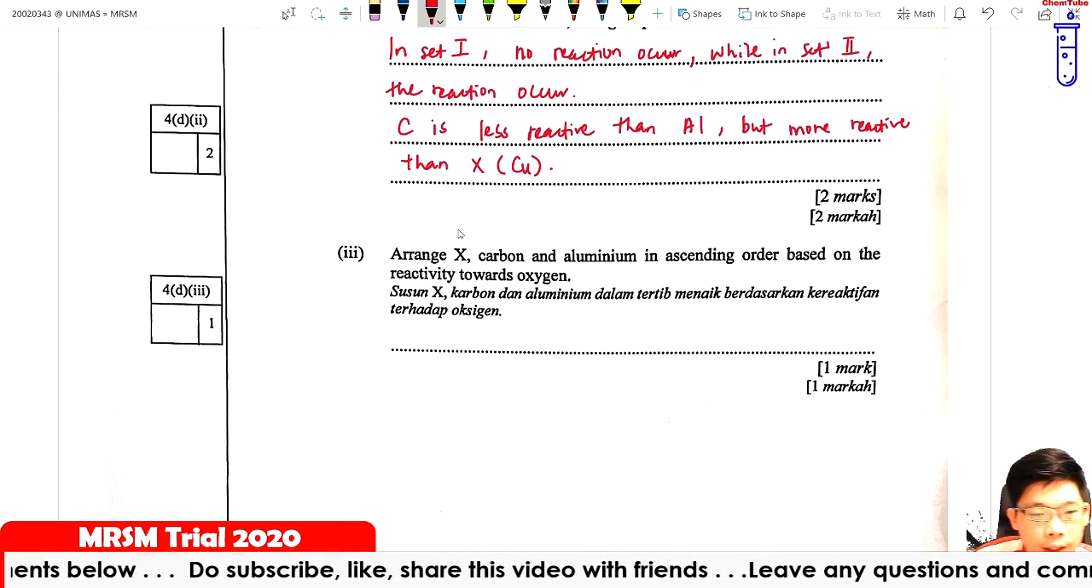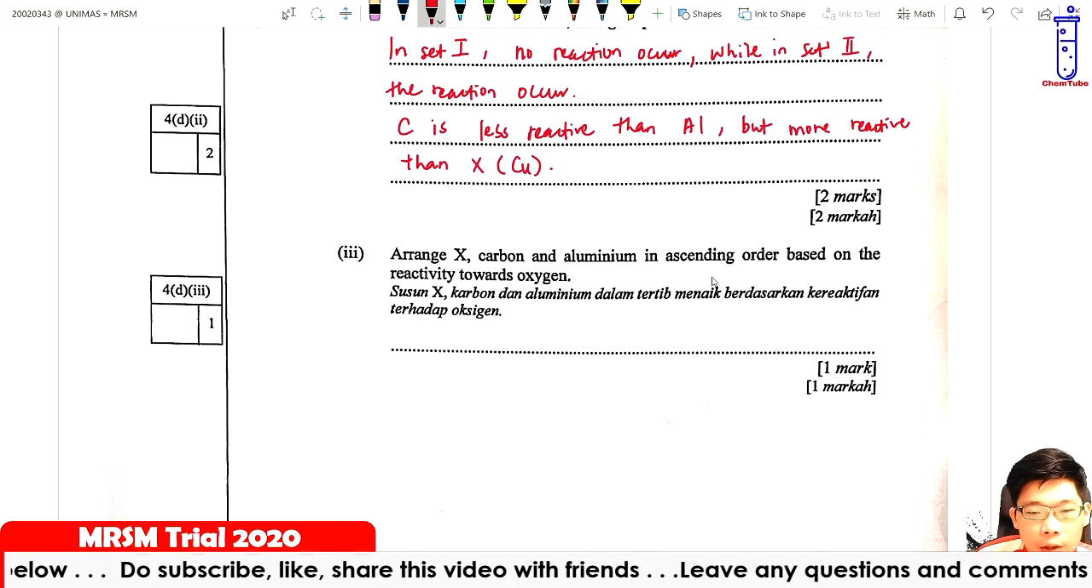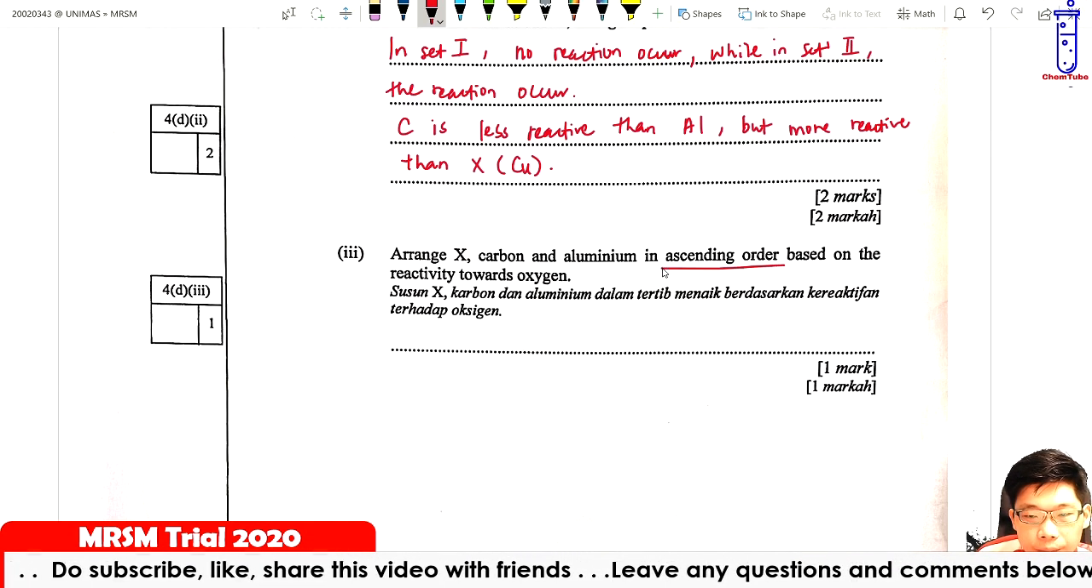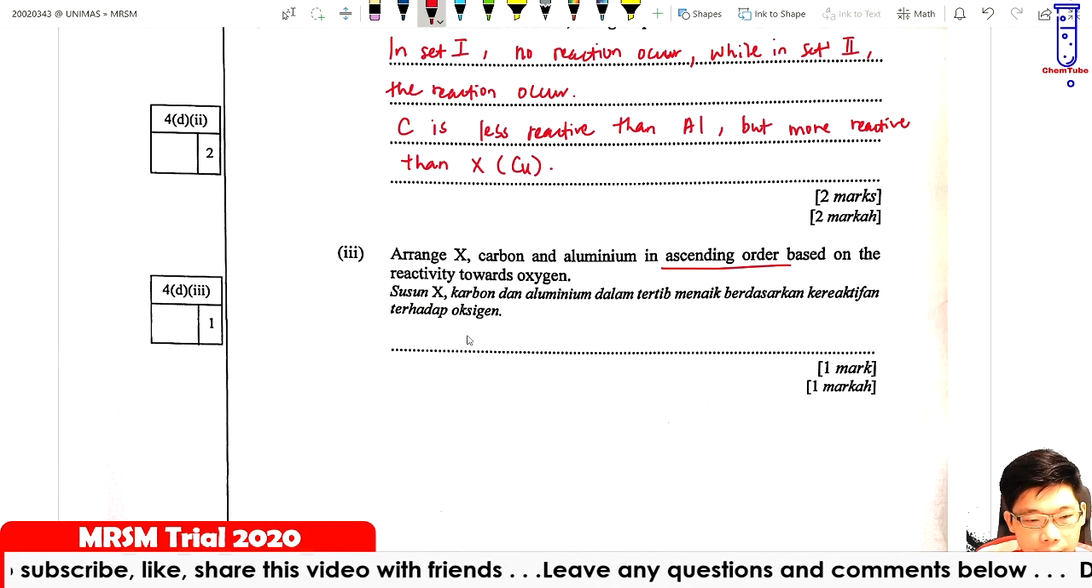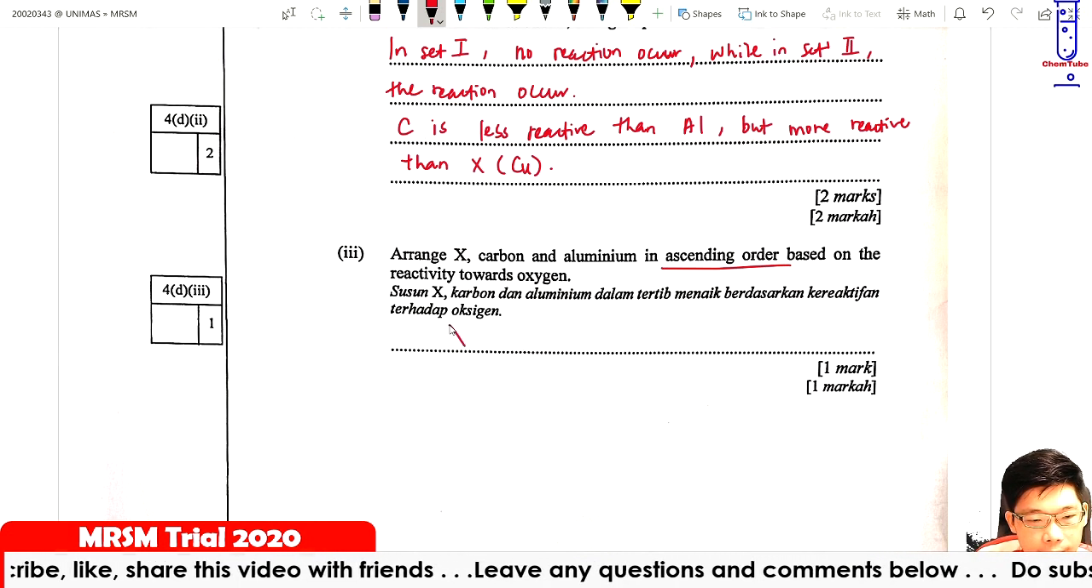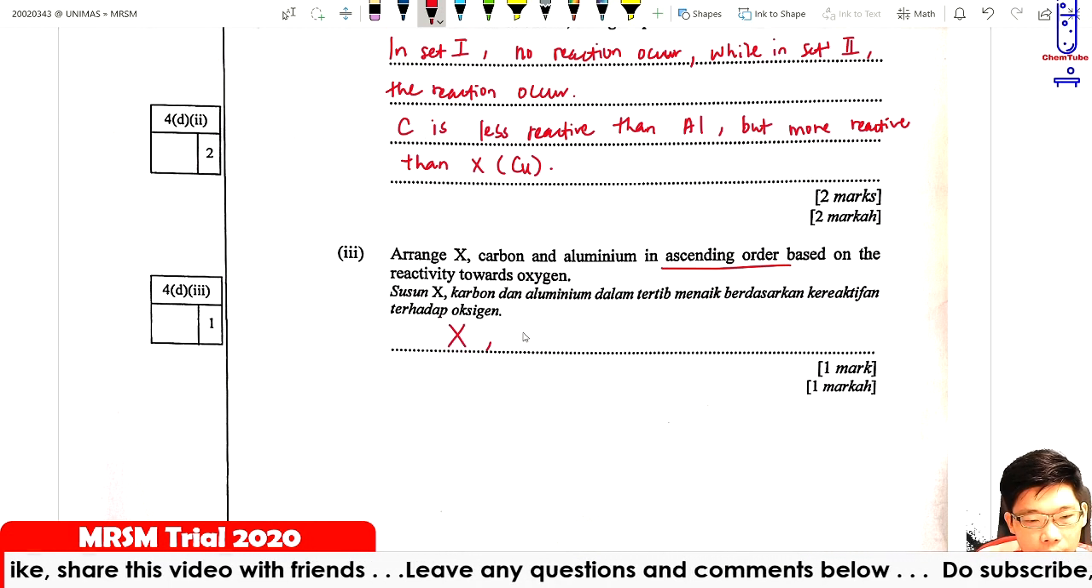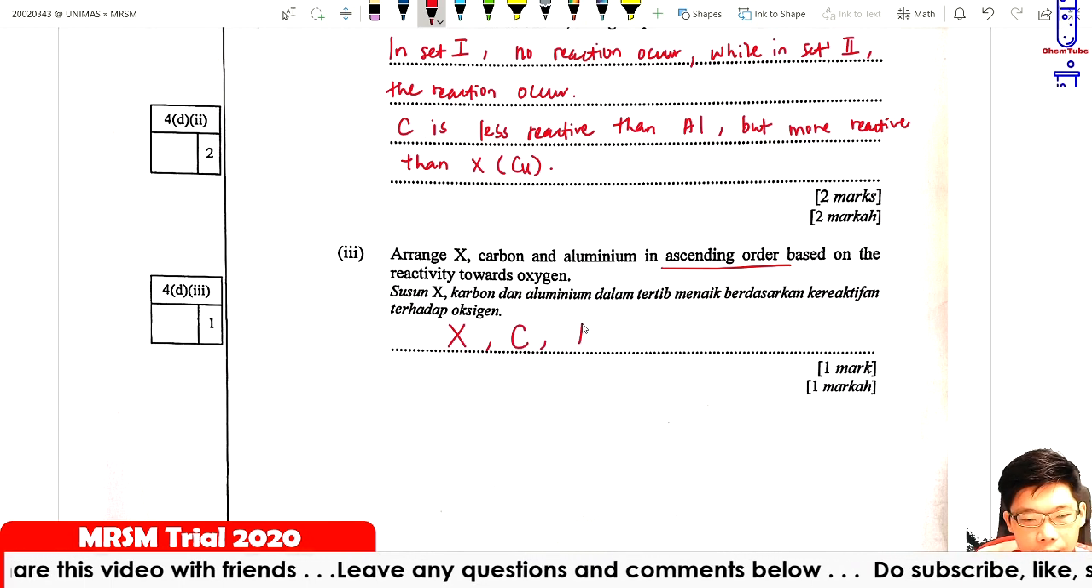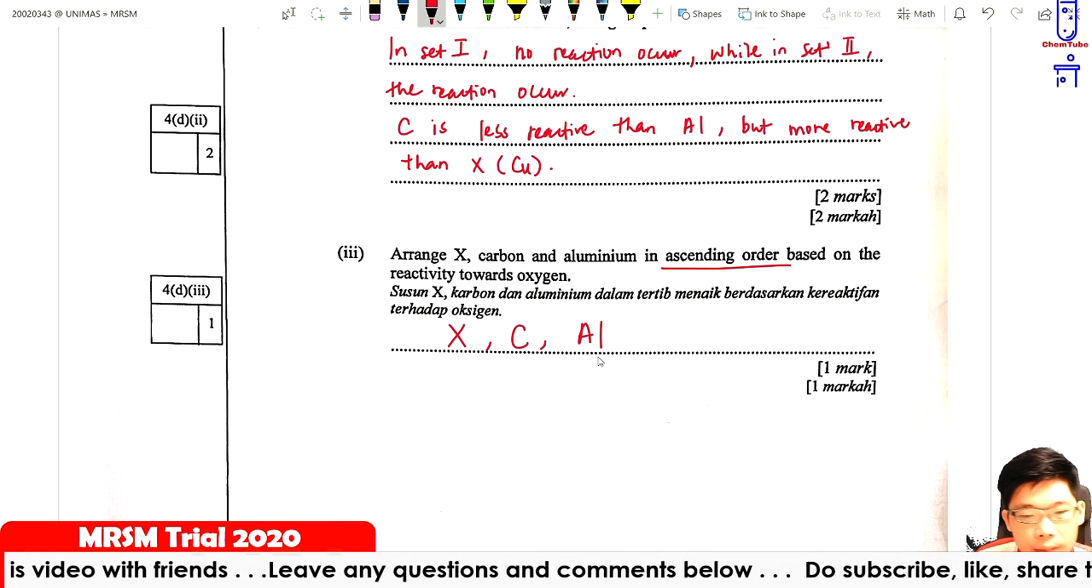Arrange the X, carbon, and aluminium in ascending order. Just now we arranged already. The lowest will be X, followed by carbon, and finally aluminium.